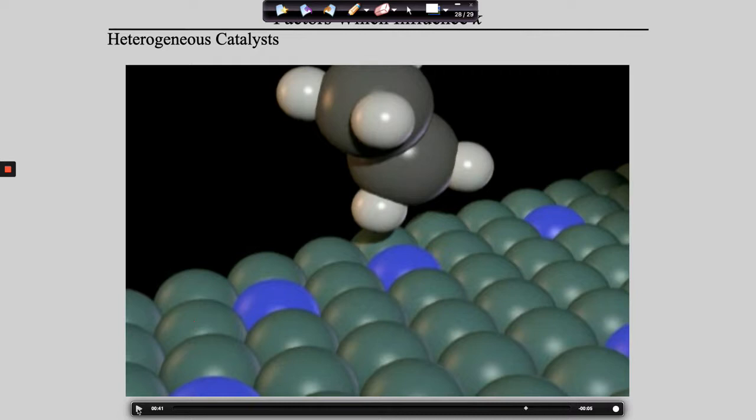So, here's the wrap up, and then we will take a break. You don't need to know a lot about heterogeneous catalysts. You need to understand the idea of active sites. You do need to know that all catalysts drop the activation energy by providing a new mechanism.